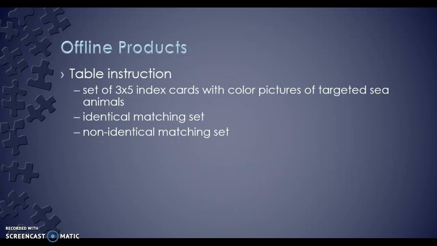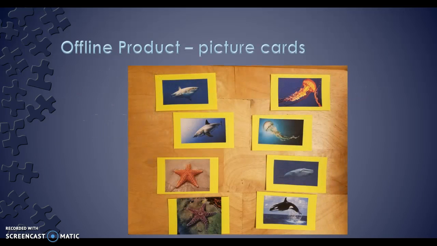So the offline products that I have for this lesson include those cards that I've been talking about. It's just a set of 3x5 index cards with color pictures of the sea animals we're targeting for this lesson. I have an identical set and I have a non-identical set that I will show you real quick. This is the non-identical set.